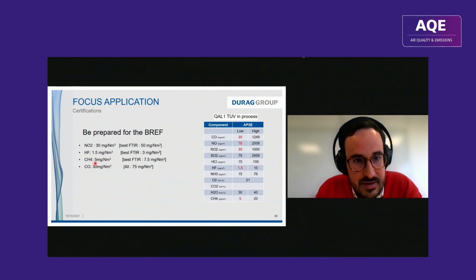Methane will be at 5 milligram versus 7.5 milligram for FTIRs. And for CO, we will be at 30 milligram when most of the best technology at the moment are at 75 milligram.